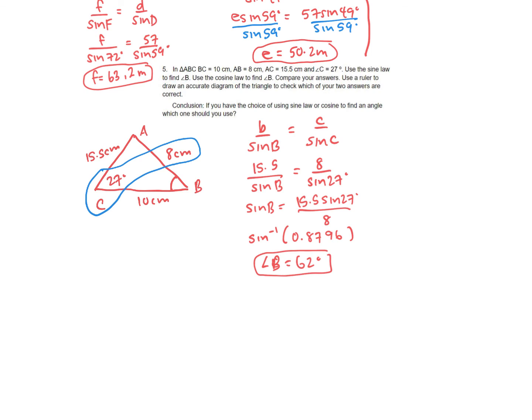Okay, then it wants me to use cosine law to find angle B. So if I'm looking for angle B using the cosine law, I would use cosine B, and we're going to use, let's go up, cosine law. So if it's cosine B, it would be a squared plus c squared minus b squared over 2ac. So a is 10, c is 8, and side b is 15.5.